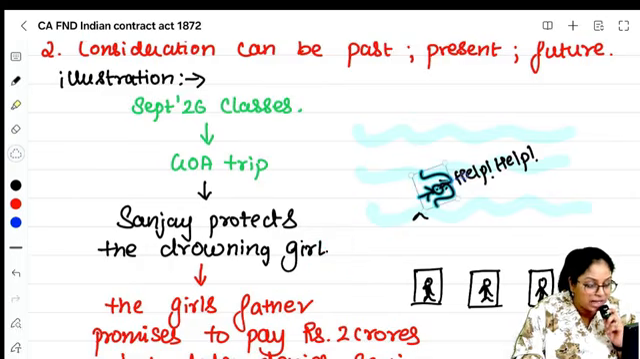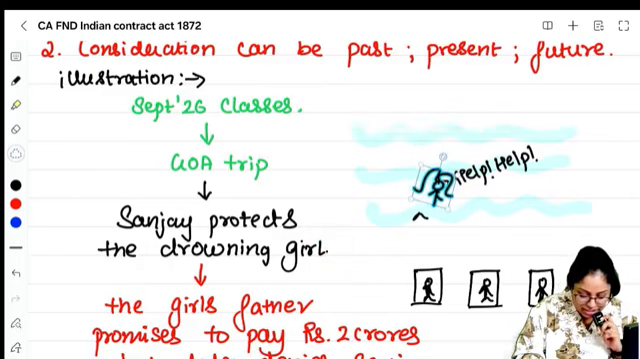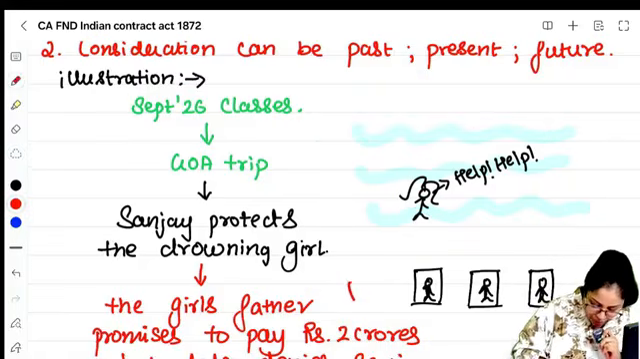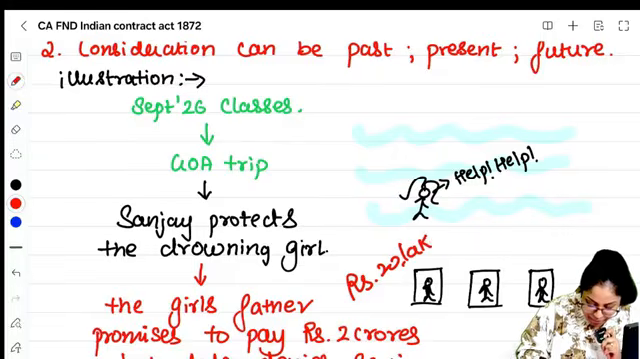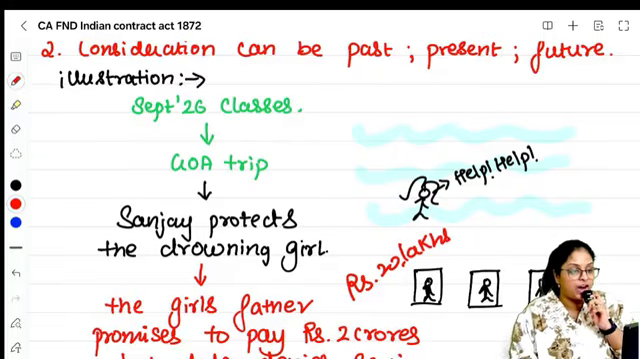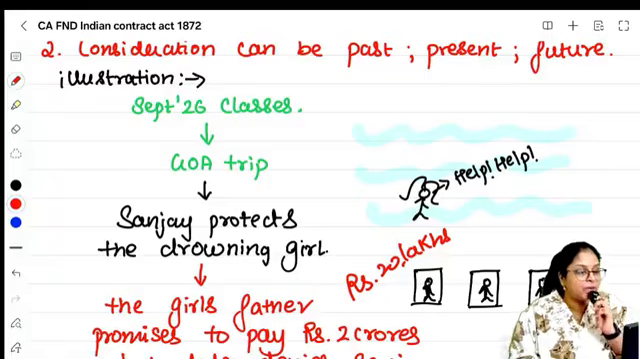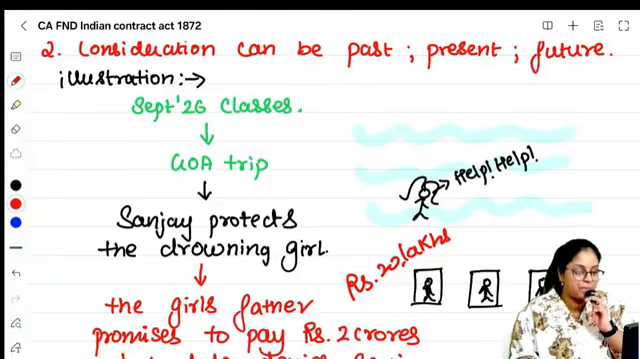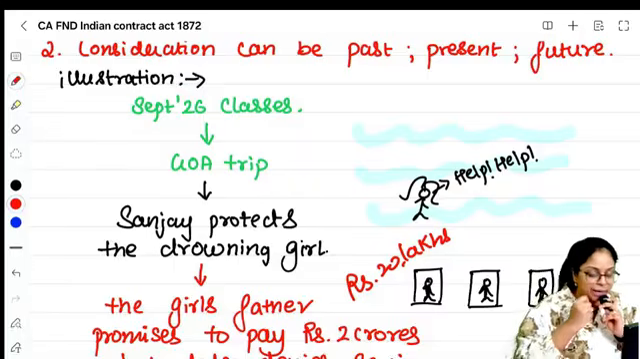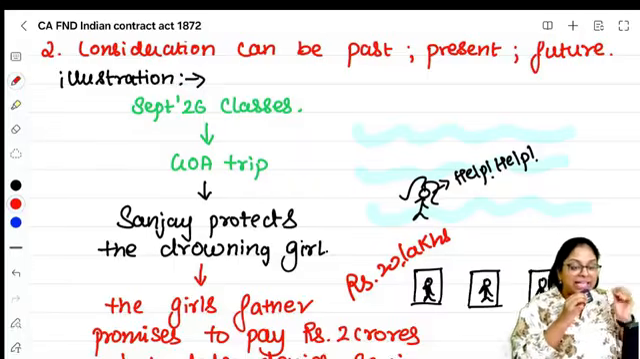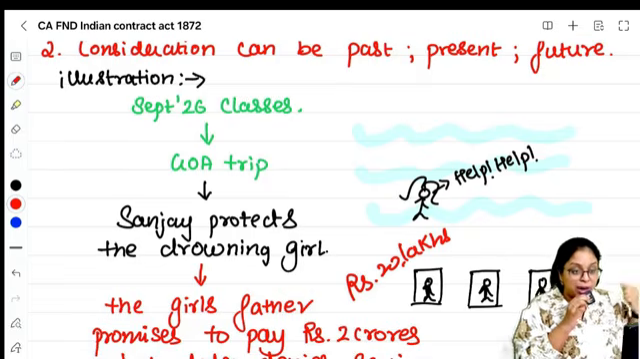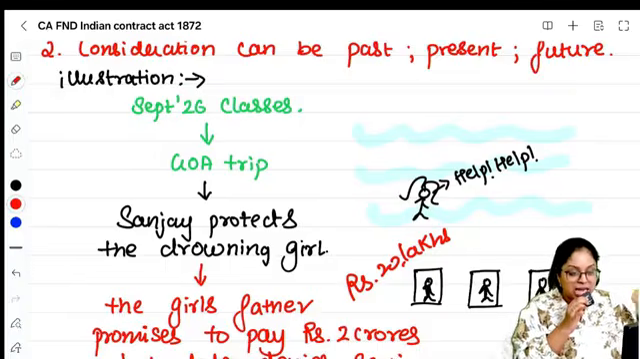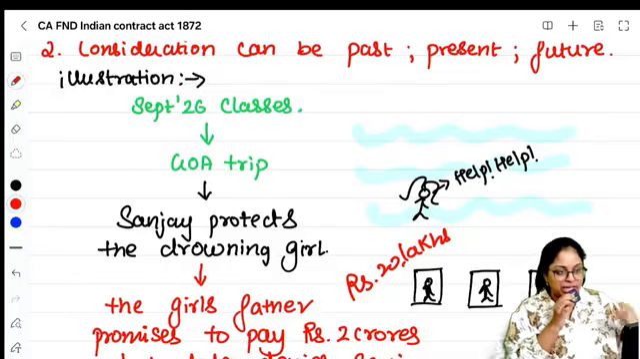Now the girl's father is telling, what? The girl's father is telling that I will pay you rupees 20 lakhs because you saved my child's life, because you saved my daughter's life. Now you think and tell me, your Sanjay is getting paid for his activity which he did in present or past? சஞ்சய்க்கு இப்போ அந்த 20,000 rupees ரிவார்டு கிடைக்கல, அது எதுக்கு கிடைக்குது, அவனோட பாஸ்ட் ஆக்டிவிட்டீஸ்க்கு கிடைக்குது. This is a past consideration. Consideration can be past, consideration can be present, consideration can even be future.